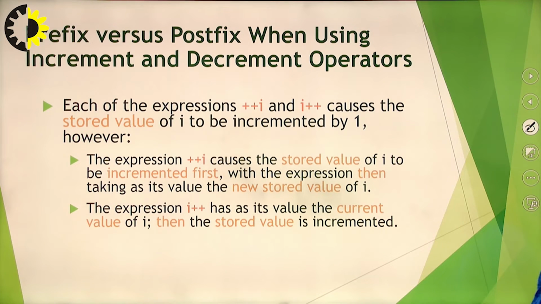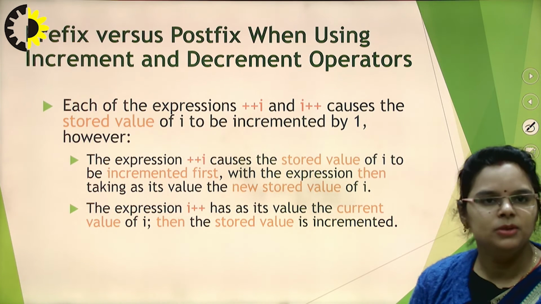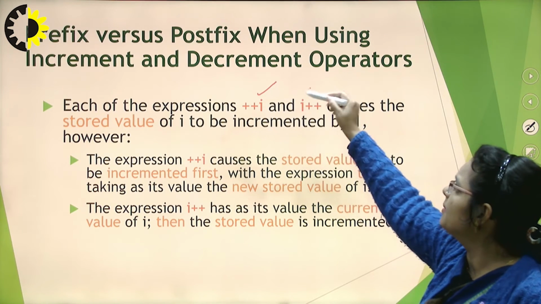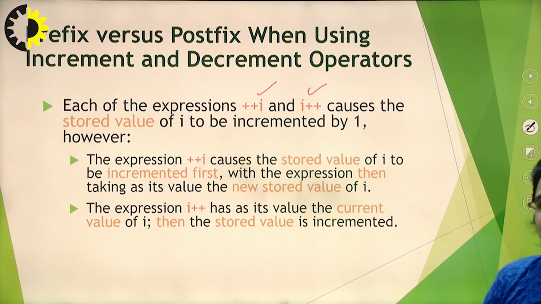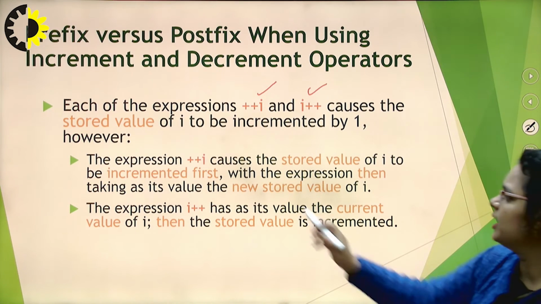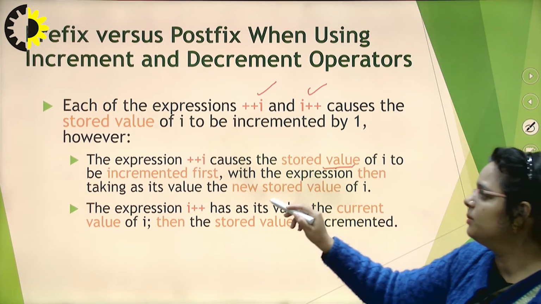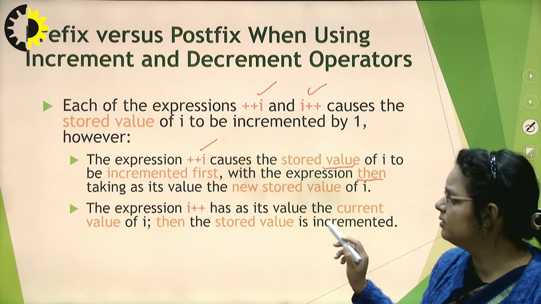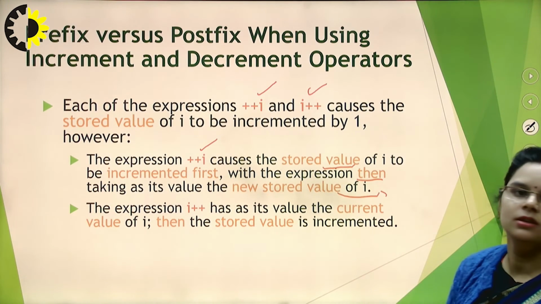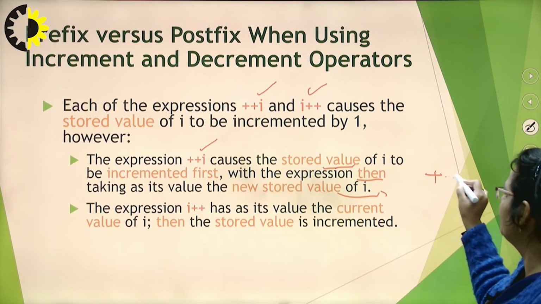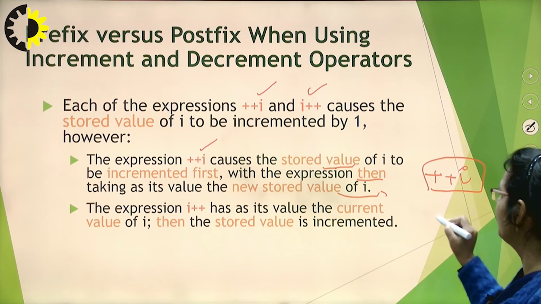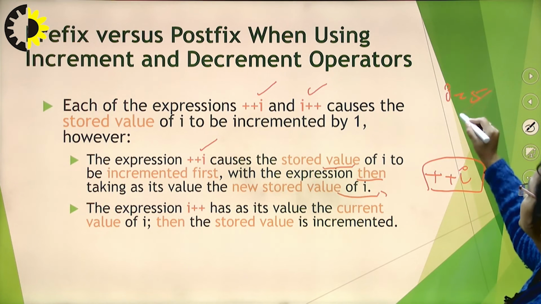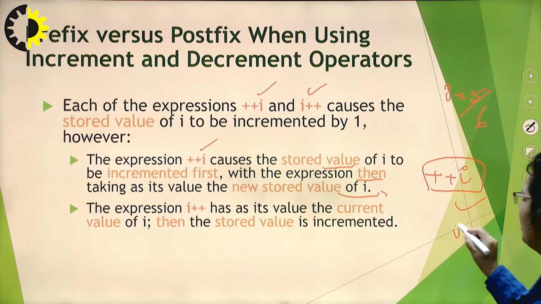Now let us move to prefix versus postfix when using increment and decrement operators. Let us see each expression, plus plus I and I plus plus. They cause the stored value of I to be incremented by 1, we all know. However, the expression plus plus I causes the stored value of I to be incremented first, and then taking that new value as its value. So when we are doing plus plus I, first of all, the value of I would be incremented. If I has current value 5, first I would become 6, and then the value 6 would be used.